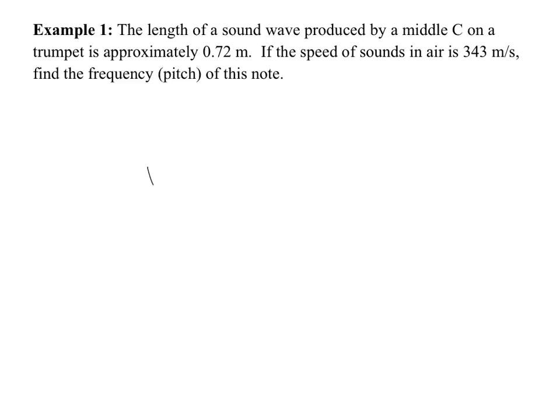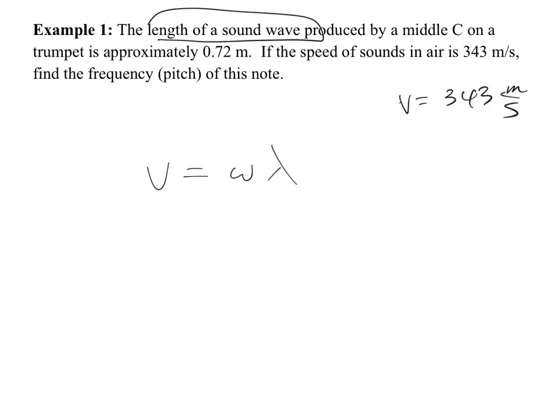So let's start with our formula. V equals omega lambda, from the previous slide. We know the speed of sound in air is 343 meters per second. We know that the wavelength, the length of a sound wave, is 0.72 meters. Plug and chug, right? All you have to do is put your numbers in and solve for omega.